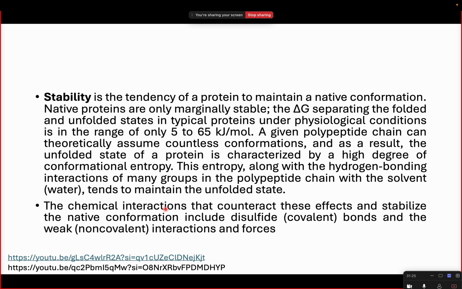A given polypeptide chain can theoretically assume countless conformations, and as a result, the unfolded state of a protein is characterized by a high degree of conformational entropy. This entropy, along with the hydrogen bonding interactions of many groups in the polypeptide chain with the solvent, tends to maintain the unfolded state. The chemical interactions that counteract these effects and stabilize the native conformation include disulfide bonds and the weak interactions and forces.